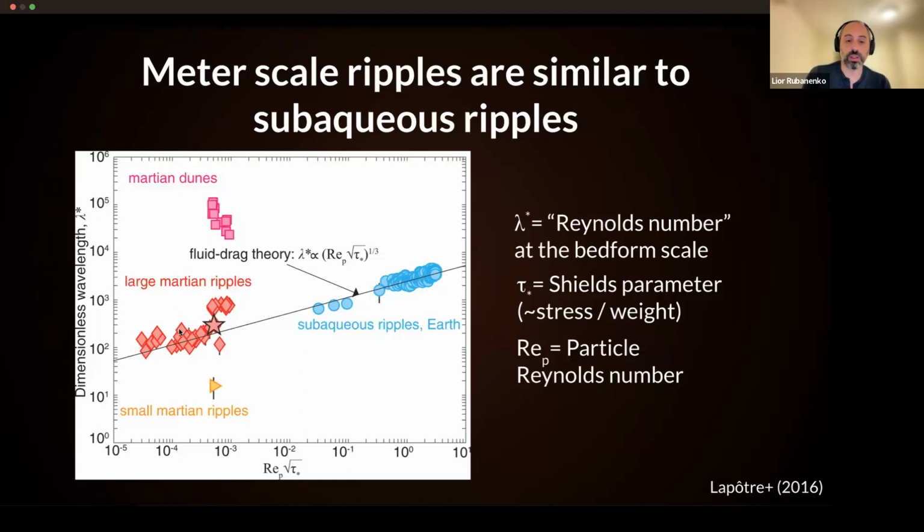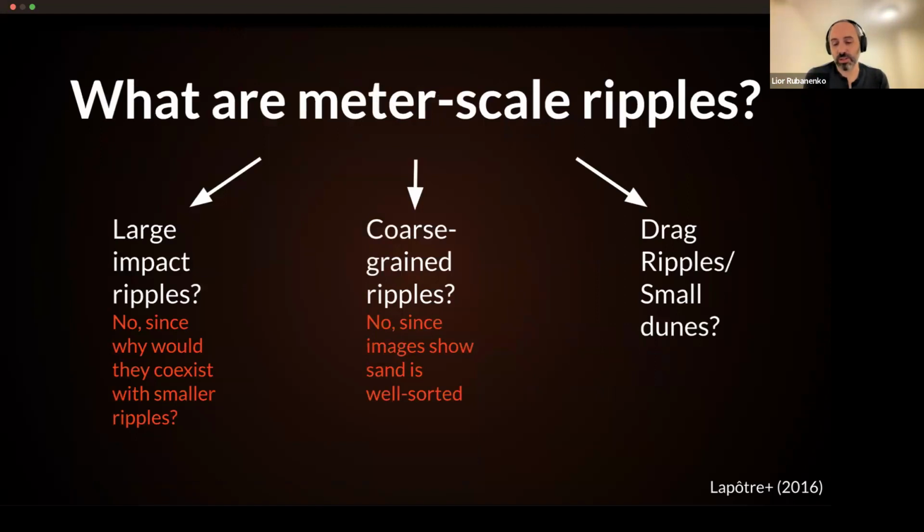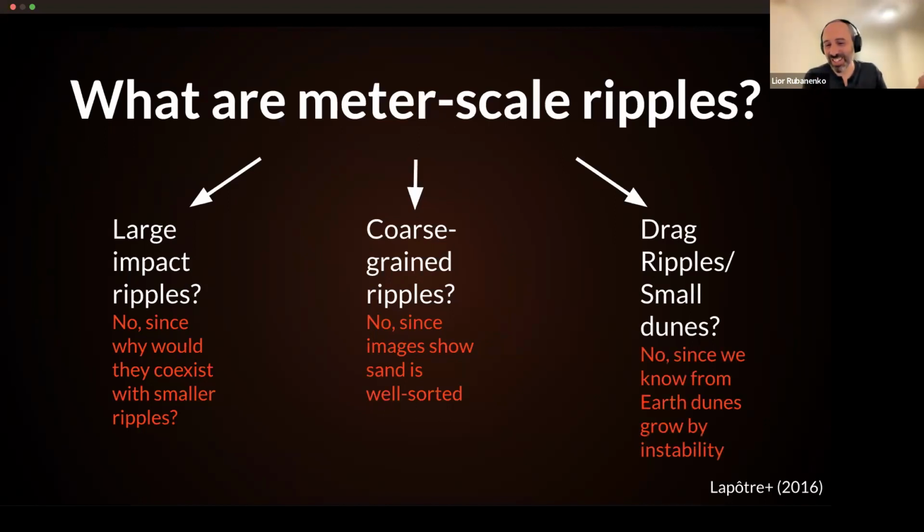And Martian ripples also fall on the same line as subaqueous ripples, as dictated by theory, as if they are really formed by hydrodynamic instability, like terrestrial subaqueous ripples. So could those large Martian ripples just be drag ripples or small dunes formed by Mars's faint atmosphere? Well, no, because we know that dunes on Earth, at least small dunes, grow by instability.